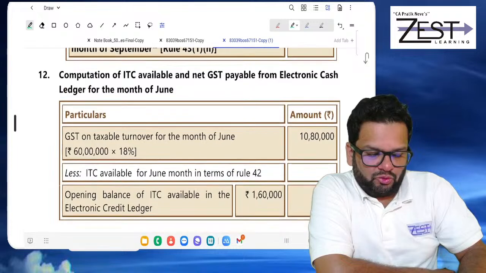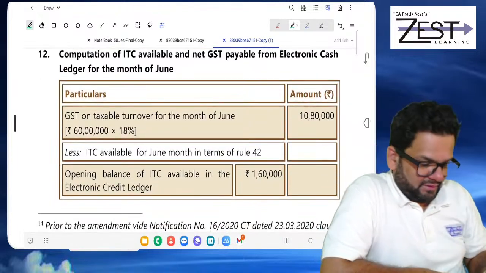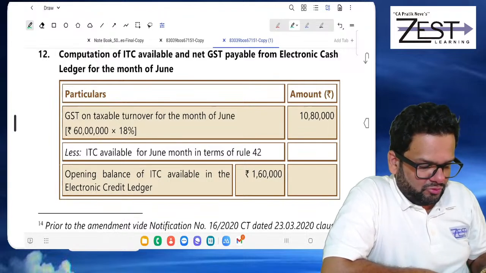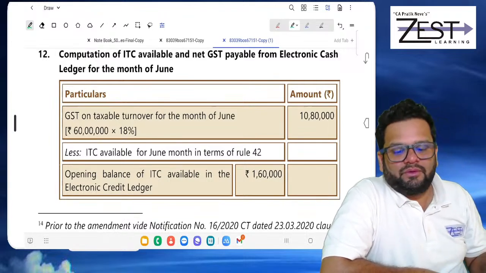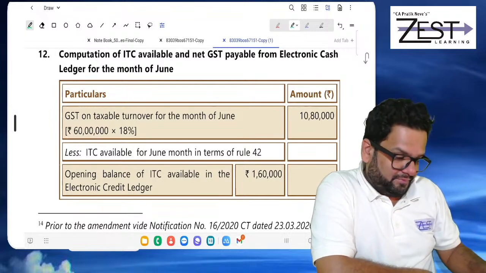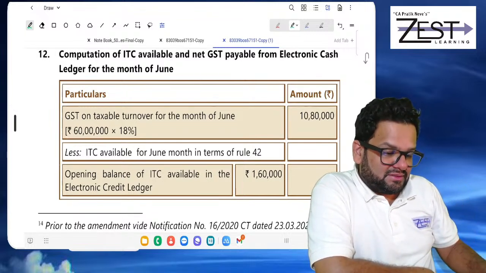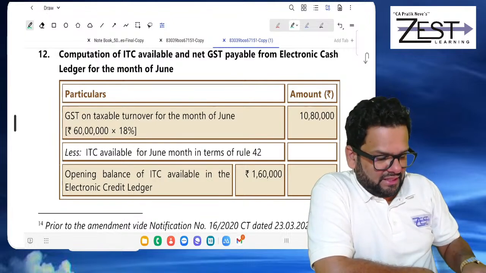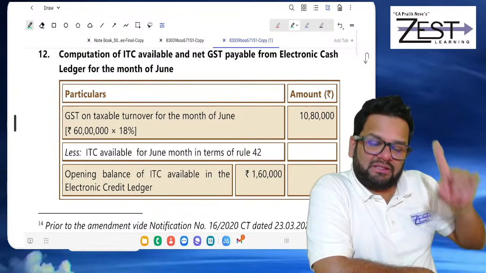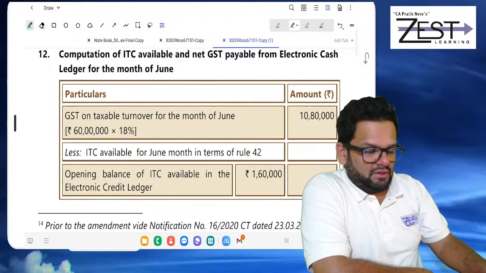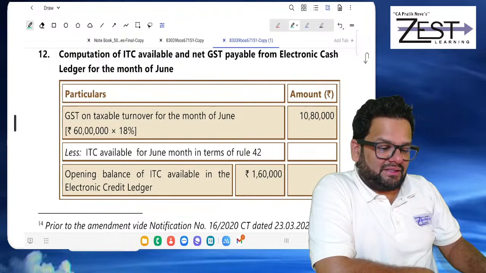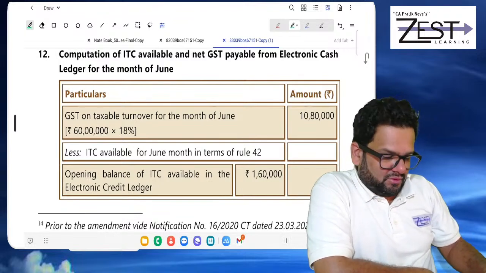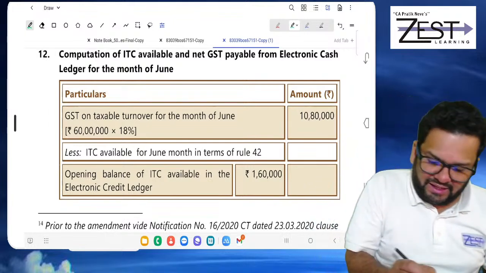One more way to look at it is like this. Take on your calculator 40,000. From 40,000 you minus 1290. That will not be allowed. You will get 38,710. In that you add 1,60,000 opening. So 1,98,710 will be net ITC allowed. 1,98,710.